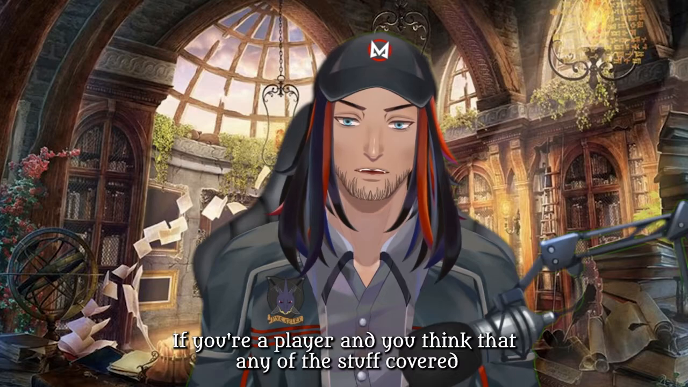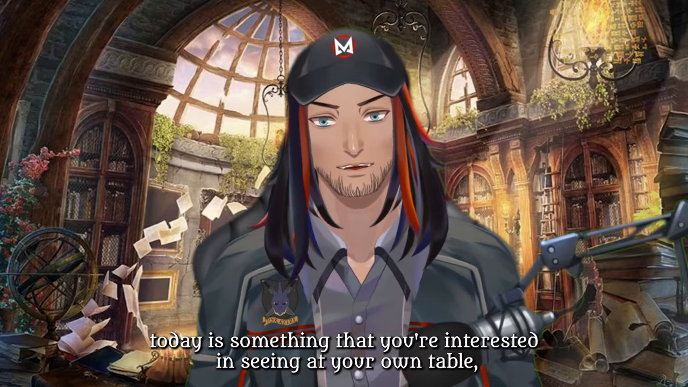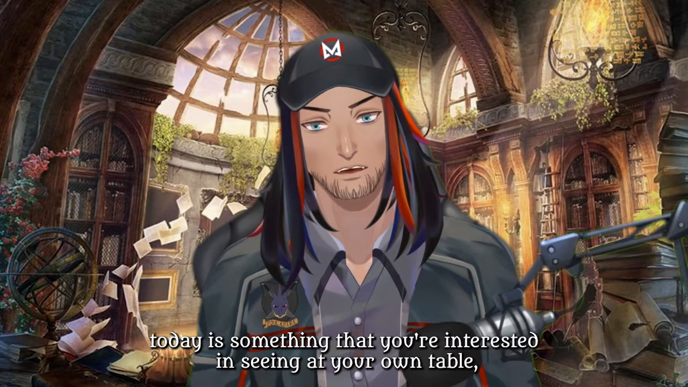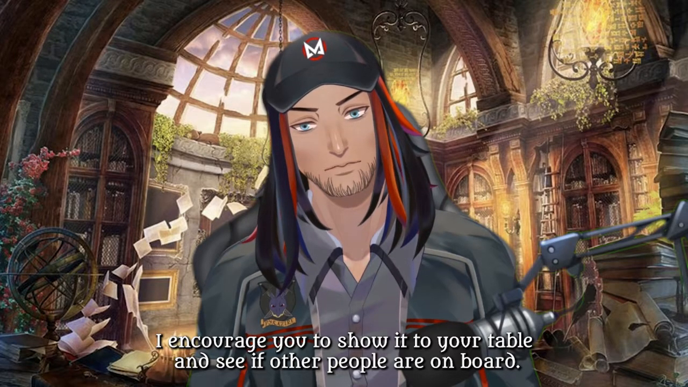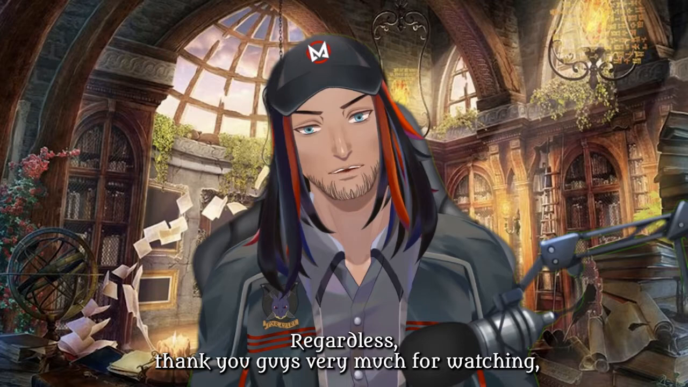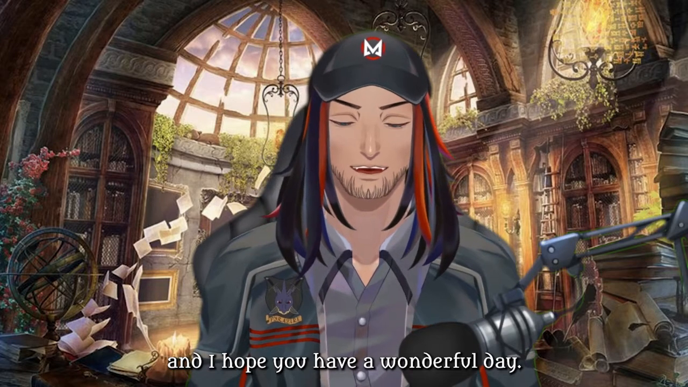If you're a player and you think that any of the stuff covered today is something that you're interested in seeing at your own table, I encourage you to show it to your table and see if other people are on board.